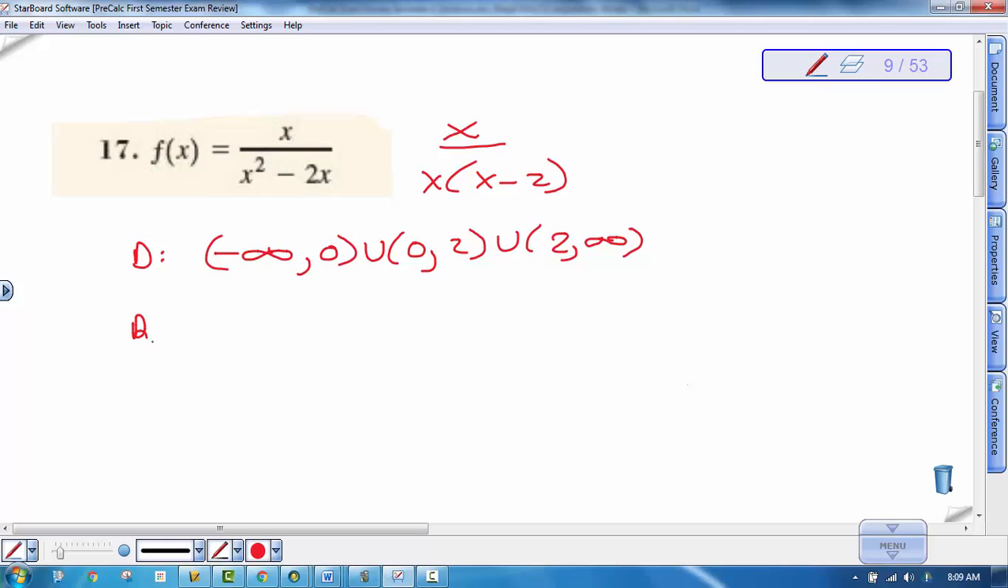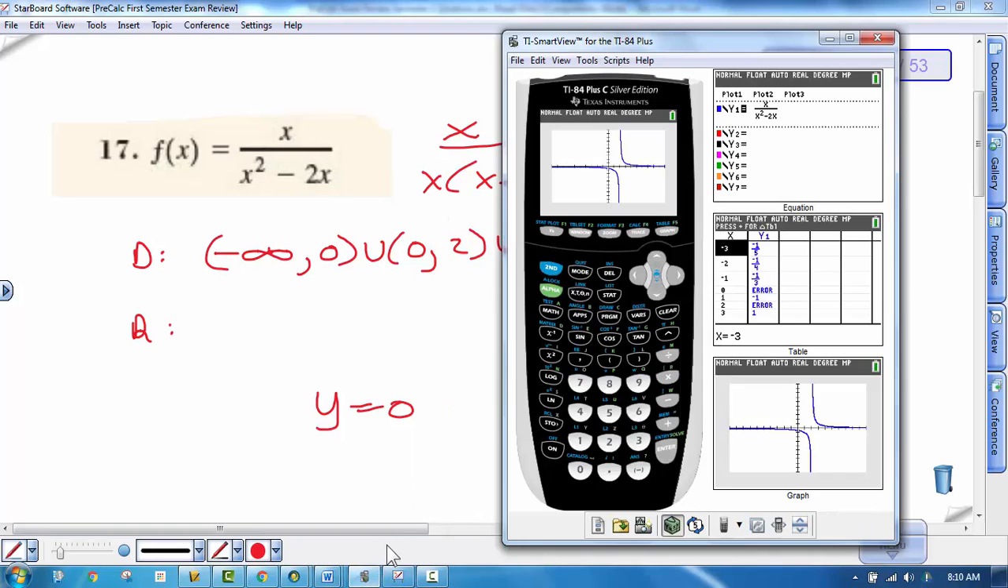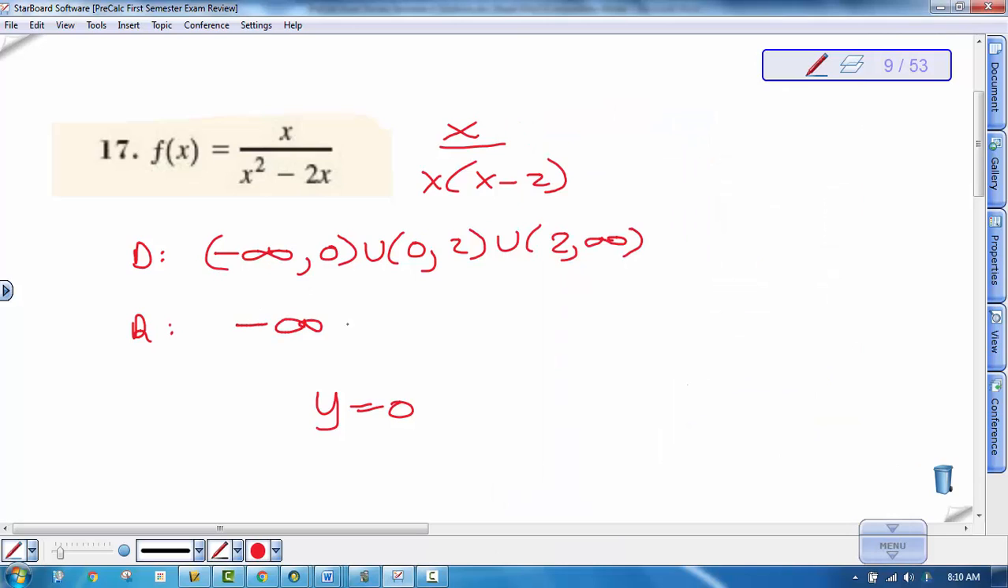And then our range. We can get all real numbers out of this except for the horizontal asymptote, which in this case, since the degree is higher in the bottom than the top, y equals 0 is the horizontal asymptote. And you can see that from the graph as well. So what that means is we can get all real numbers except for that horizontal asymptote. So we'd say negative infinity all the way up to 0, not including 0, as well as 0 all the way up to positive infinity. That would be the domain and range.